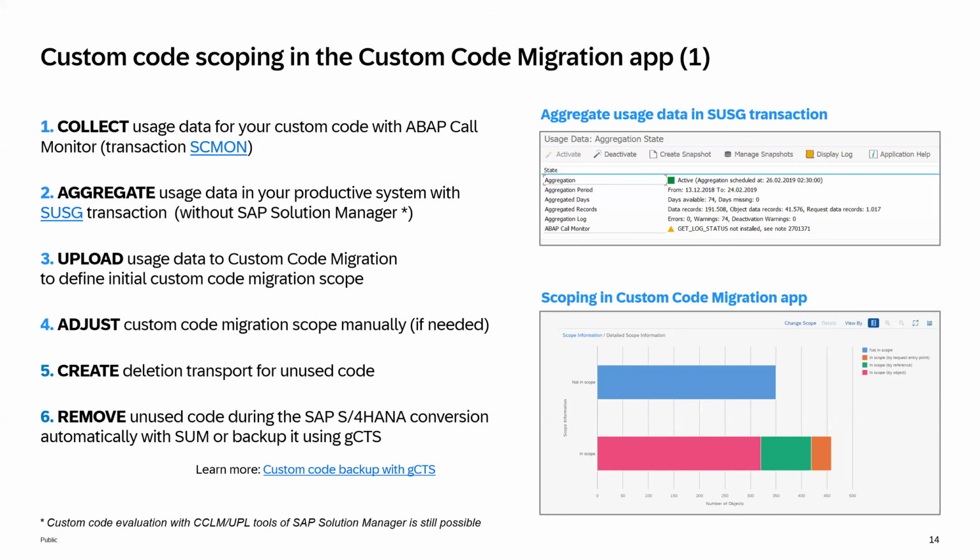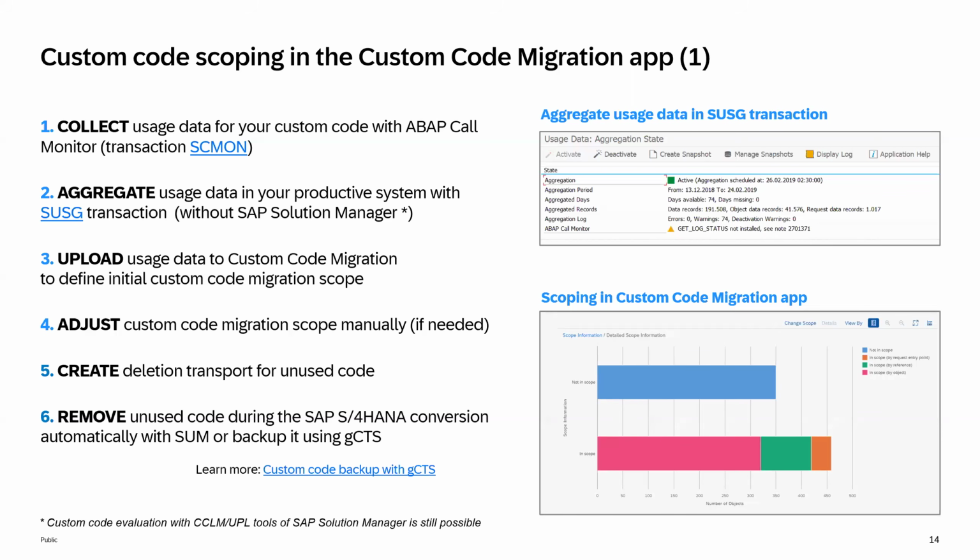For the usage data collection, we recommend using ABAP call monitor, the transaction SCMON, which can be executed directly on your ERP productive system. The transaction SUCG, which can be executed together with SCMON, is capable of aggregating the collected usage data in your productive system, in order not to overload the database of the system with the usage data, and stores the aggregated usage data there.